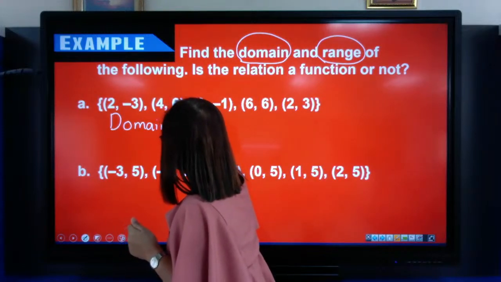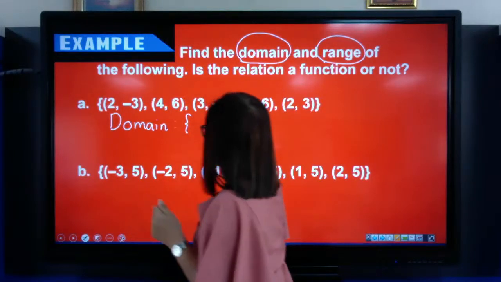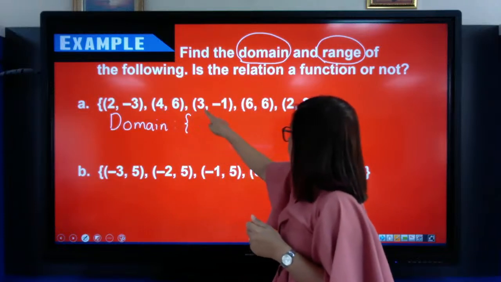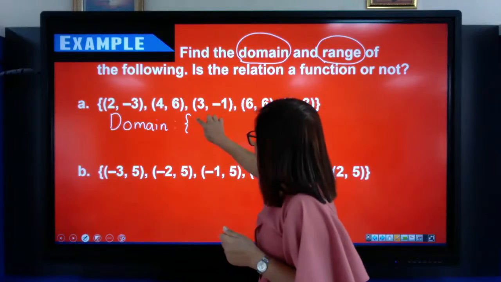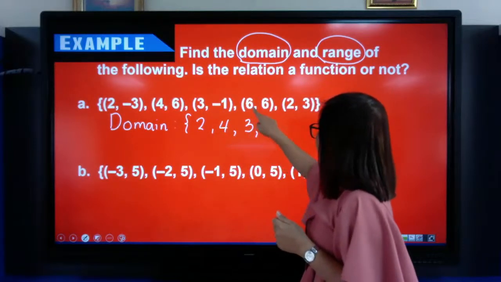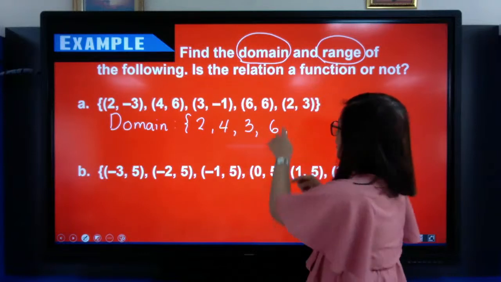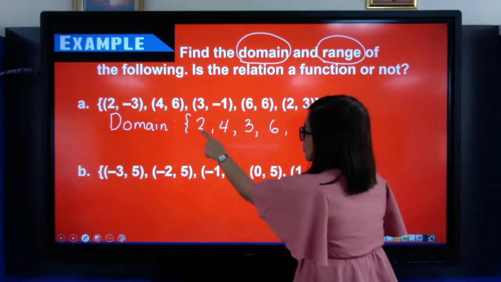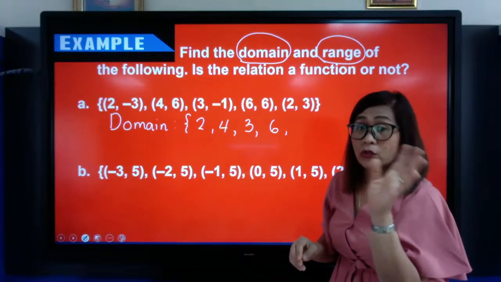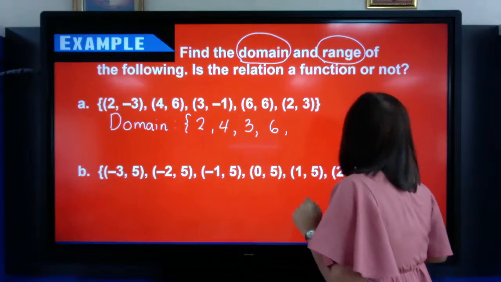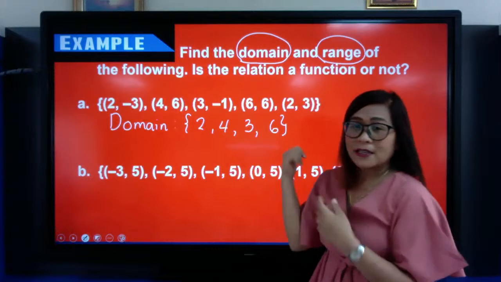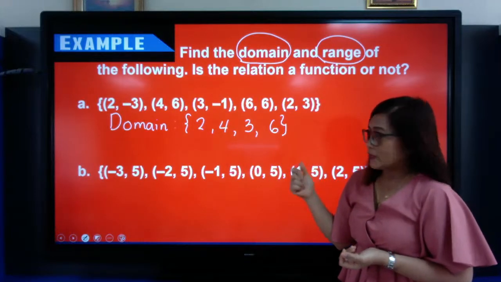Domain. Don't forget, it's the set, always a set. So the first components: we have 2, 4, next is 3, next is 6, and this is 2. And 2 is already written, so do not repeat 2. Do not write 2 again, students. So erase the comma, and then close. So this is now the answer for the domain of letter A.